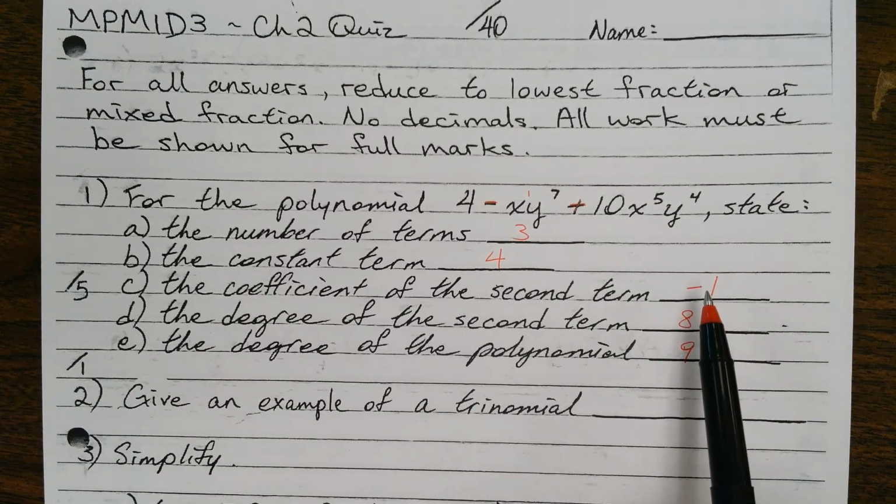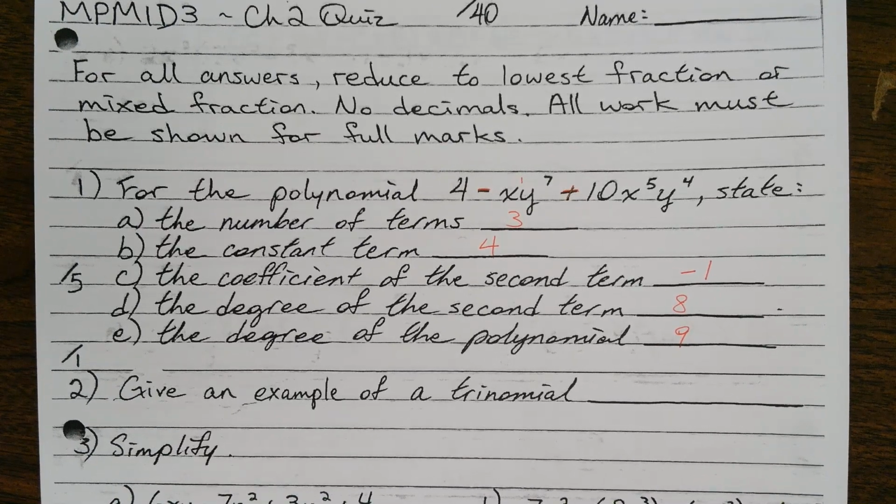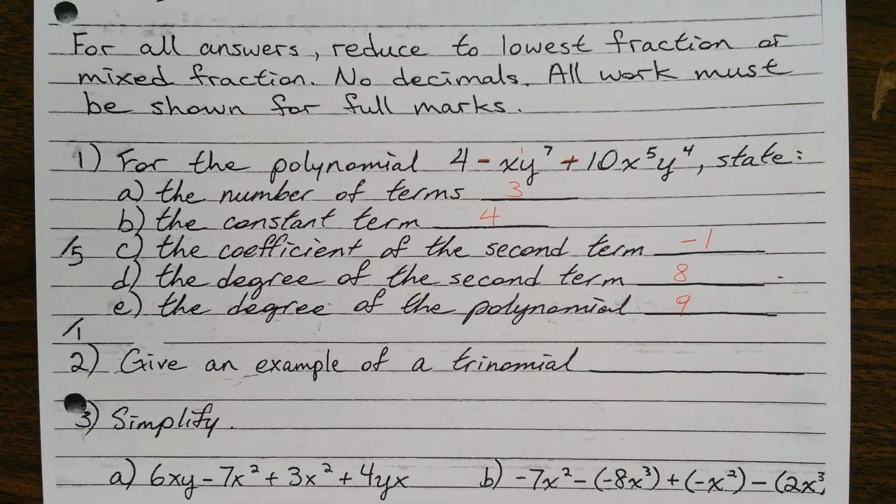All right. Give yourself 5 marks if you got those correct. If you put 1, it's not half a mark off. It's a full mark off. So you have to have exactly that to get the full 5 marks. Okay.